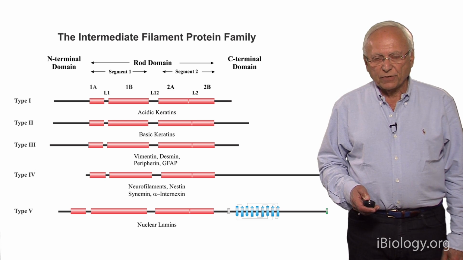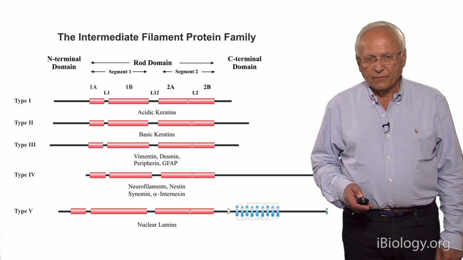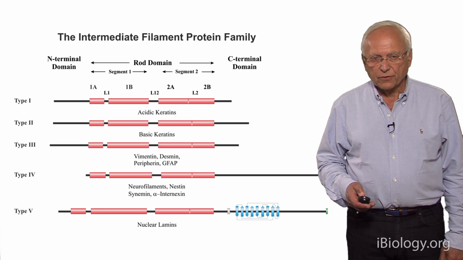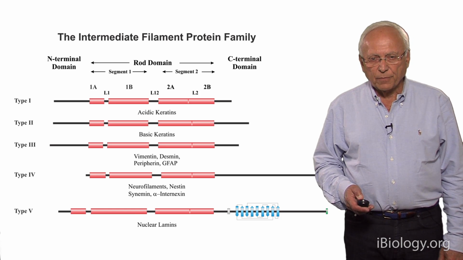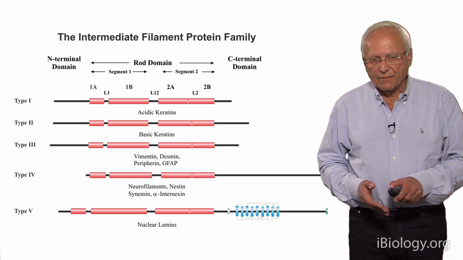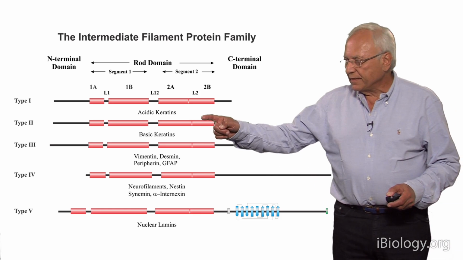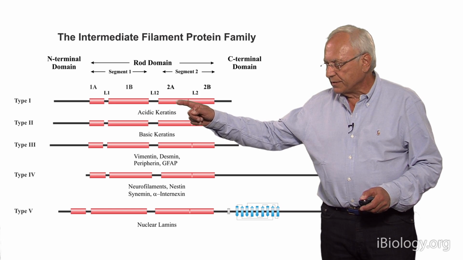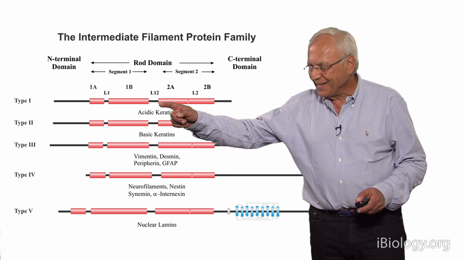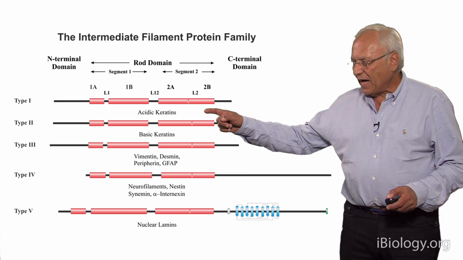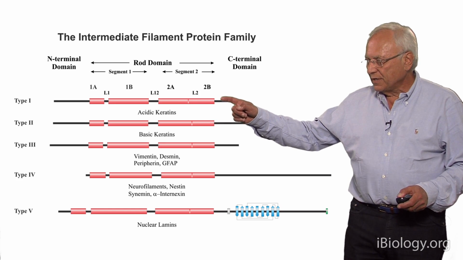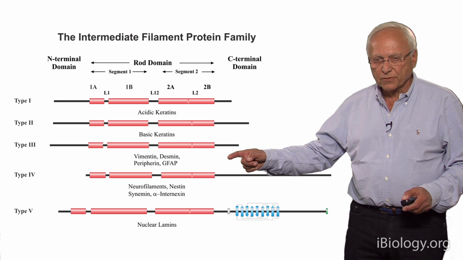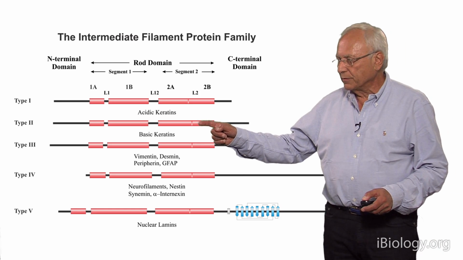The intermediate filament protein family is complex and in fact is encoded by one of the largest families of genes in the entire human genome. Typically, intermediate filaments have a highly structurally conserved central rod domain, here seen mainly in red. And there are 5 major types of intermediate filaments. The first 4, types 1 through 4, are found in the cytoplasm. So those are the cytoskeletal intermediate filaments.